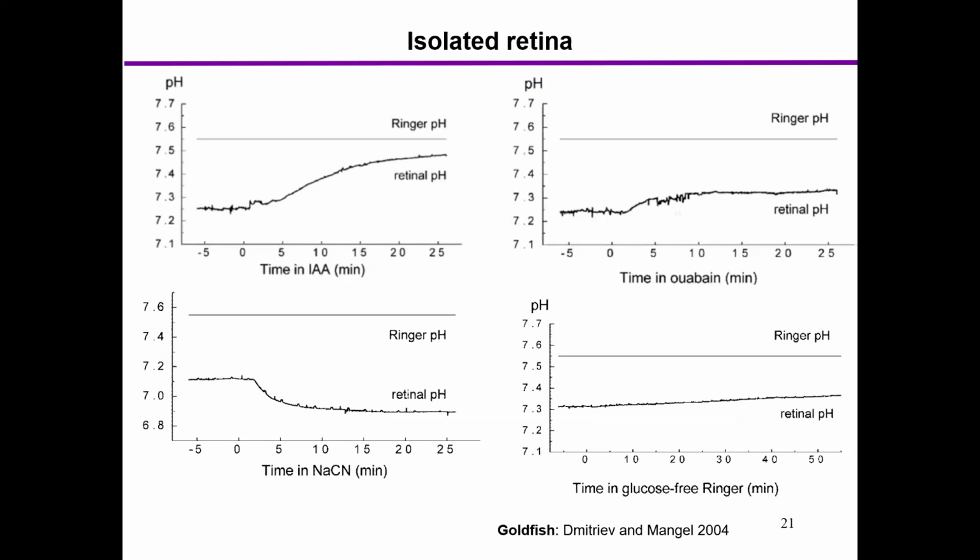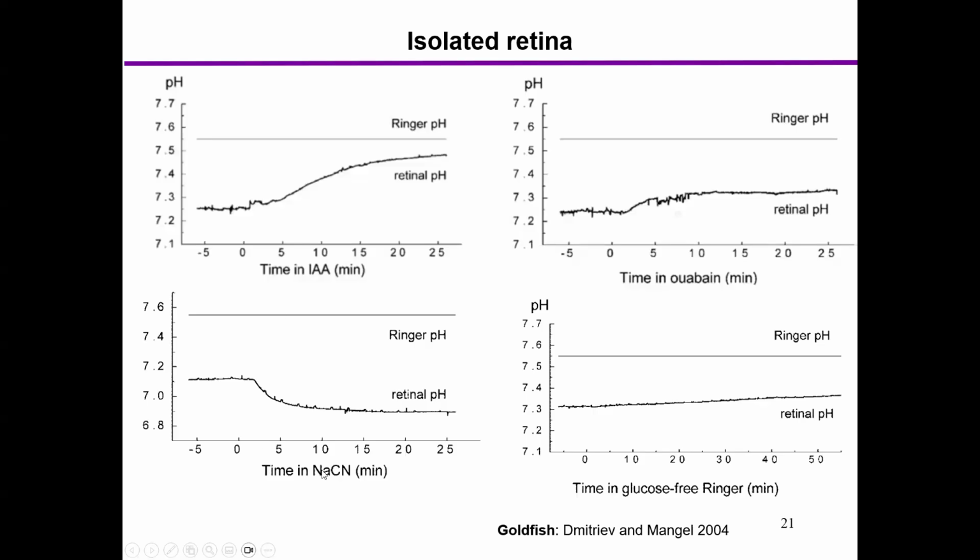The other thing that Andrei learned from the isolated retina was what happens if you use some metabolic poisons. Not too surprising, but in iodoacetate, which blocks glycolysis, the retina, which initially was pretty acidic, alkalinizes, not quite up to Ringer pH, but he didn't leave it. This is 25 minutes. So that's not too surprising.